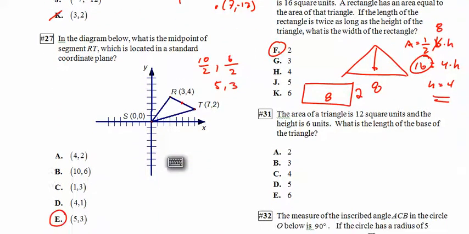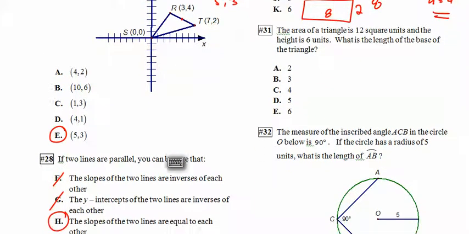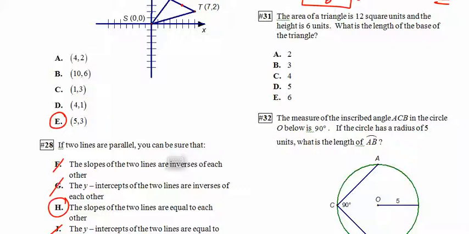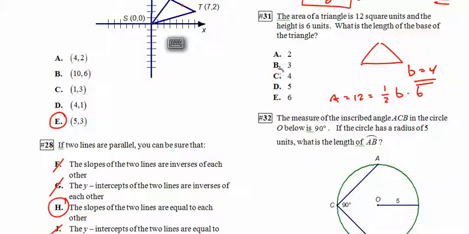Very deliberately confusing problem. Area of a triangle is 12 square units and the height is 6. What's the length of the base of the triangle? Area of a triangle is 12. 1/2 base times height. Height is 6. Base equals 4. Check it. 4 times 6 is 24, times 1/2 is 12.